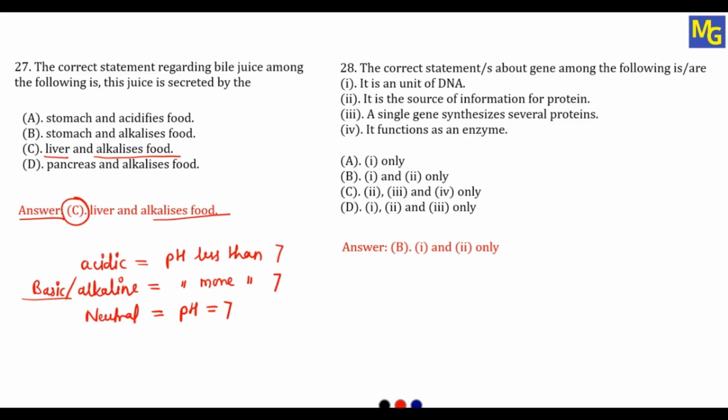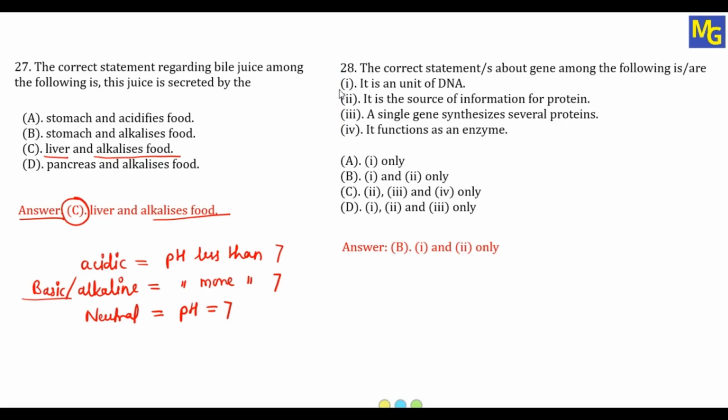Now we are going to move on to question number 28. The correct statements about gene among the following is or are: first, it is a unit of DNA. Second, it is a source of information for proteins. Third, a single gene synthesizes several proteins. Fourth, it functions as an enzyme. We have to choose from these four. Either any one statement is correct or more than one statement is correct. That we have to see, and then we have to answer.